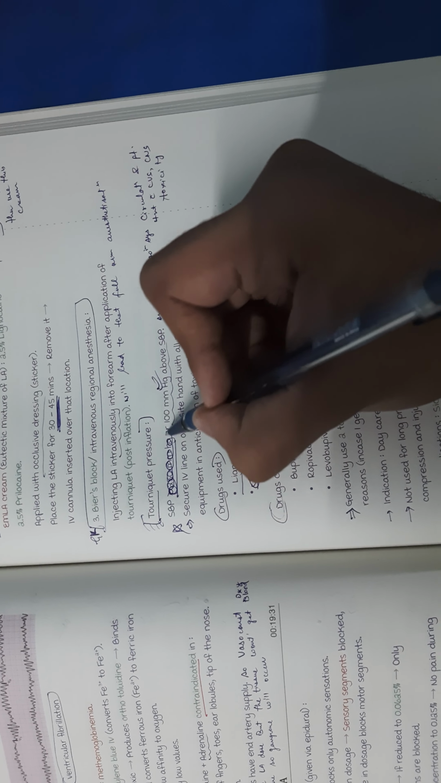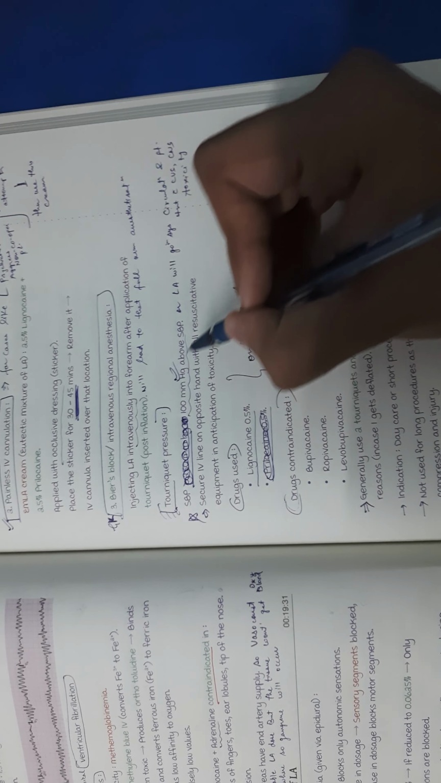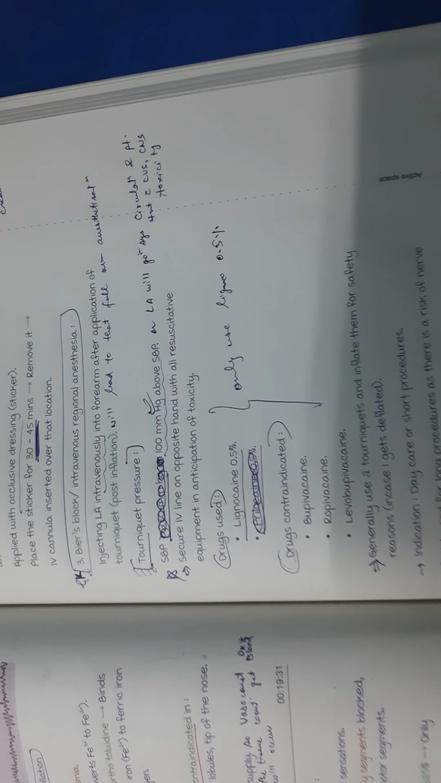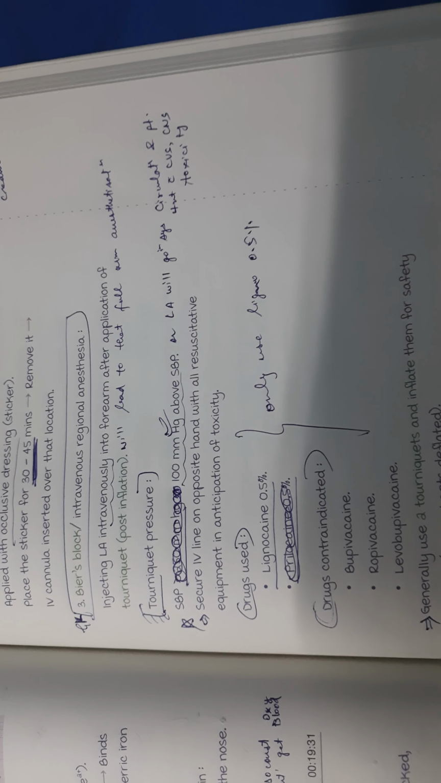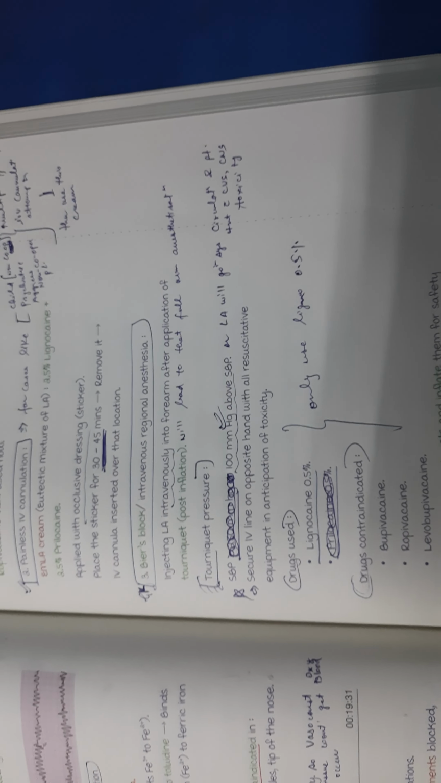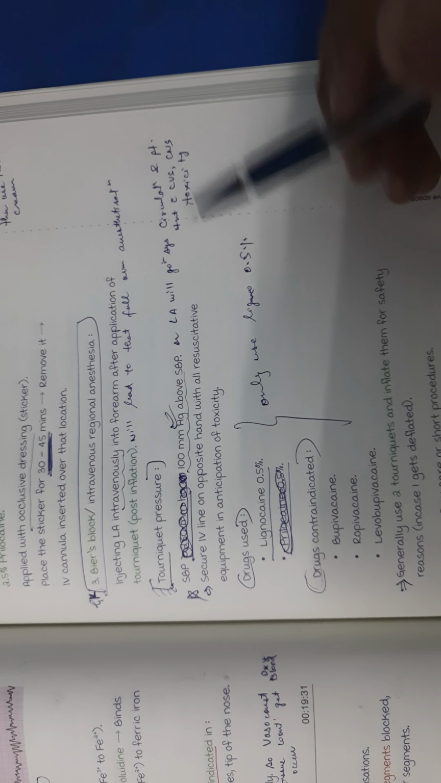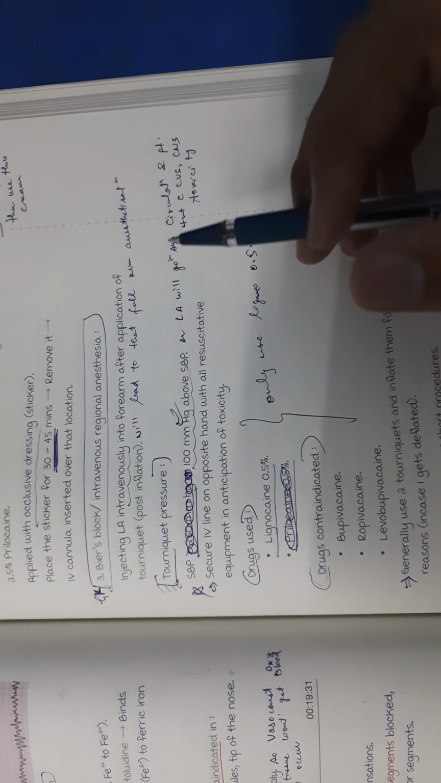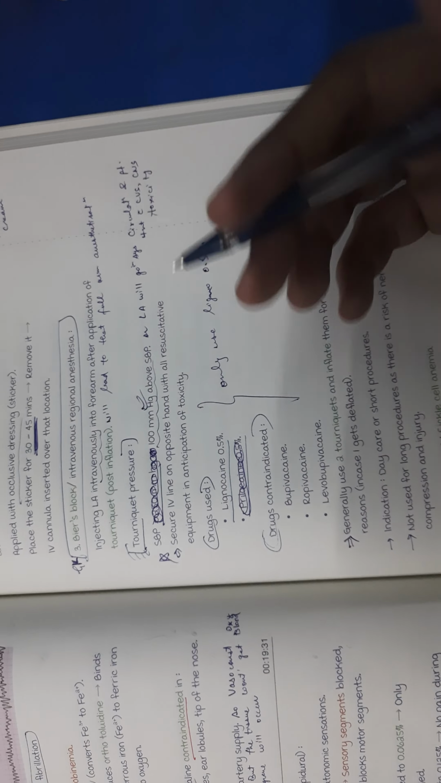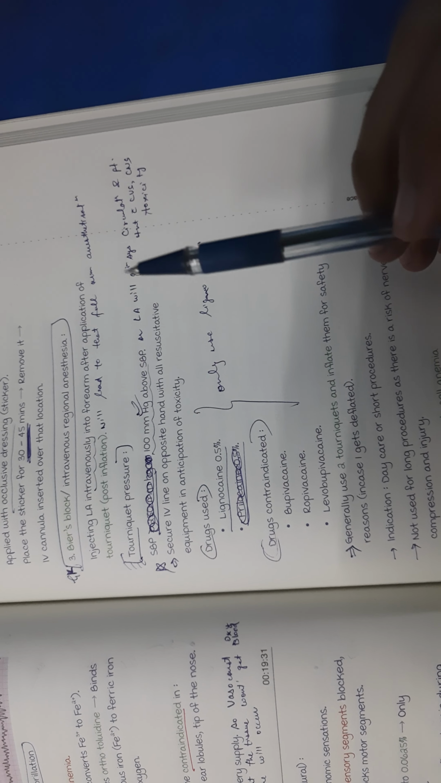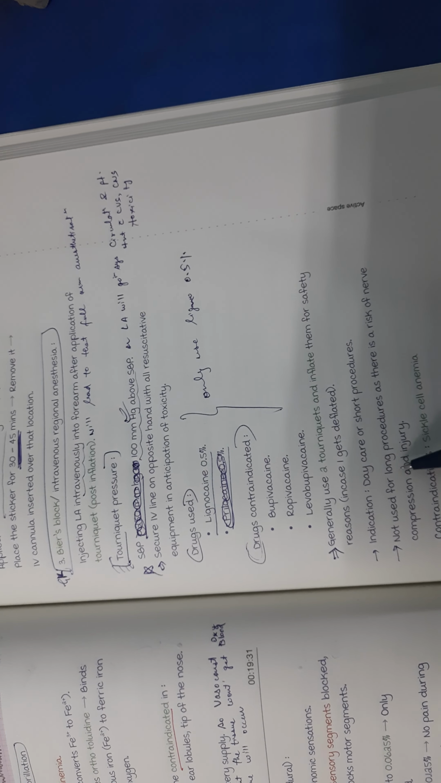SBP plus 100 mm Hg. Okay, so what will this help in? It ensures the venous flow won't go systemically. The arterial blood will be able to come through the arteries, but the venous drainage will stop. Since the venous drainage is stopped, it cannot be used for longer surgery. It is only for day care and short procedures.